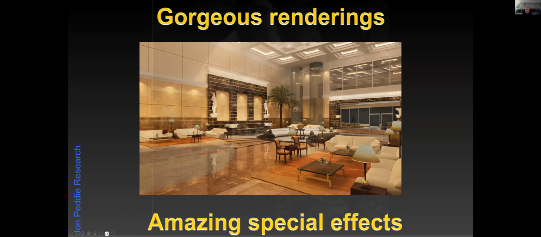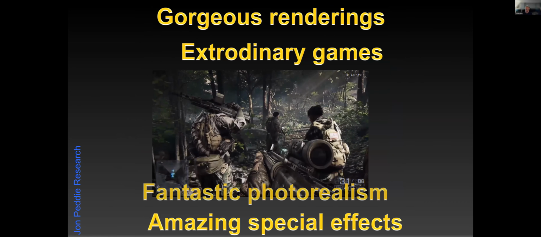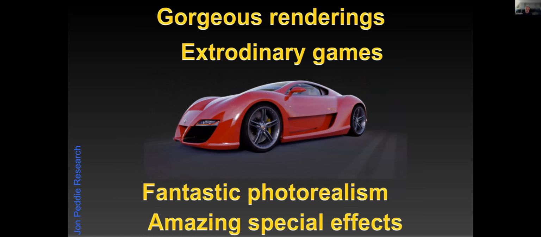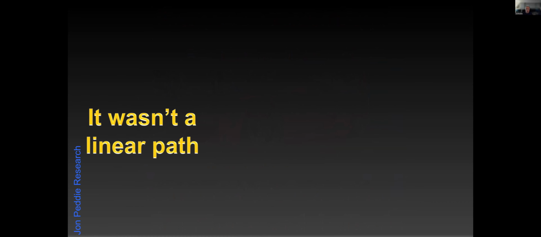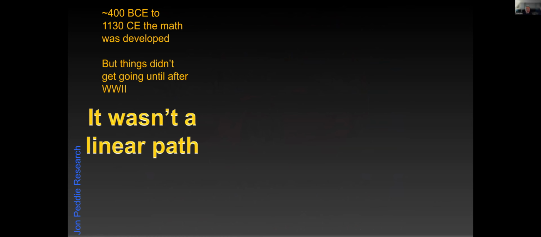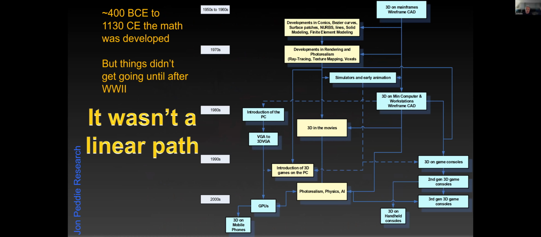So here's examples of the kind of imagery and stuff that goes on in computer graphics today. But of course, it wasn't always like that. And this came about because of the Cold War, believe it or not. But the story actually starts way before there was a Cold War. It goes all the way back to 400 BC, and some of the very, very early mathematicians.